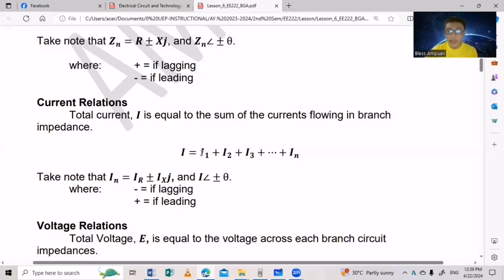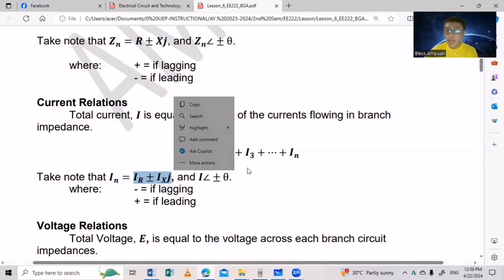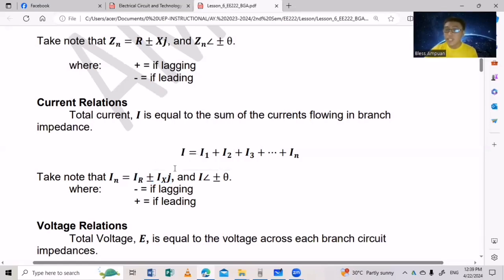The resultant or total current is equal to the vector sum of all the currents that flow in each branch. So for I sub 1, use the rectangular form or the polar form, and the same for I sub 2. You can add the currents as long as there is a magnitude and direction, or its angle.